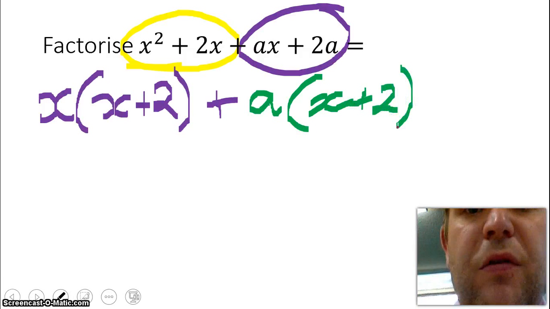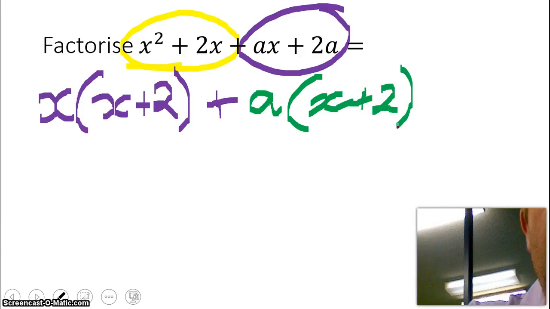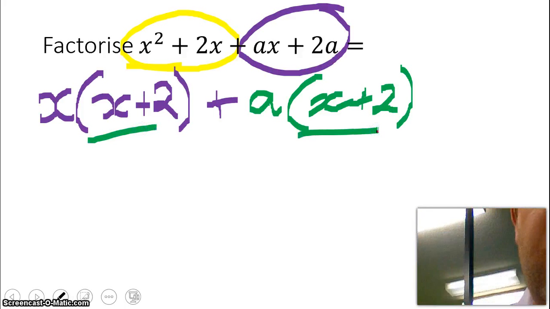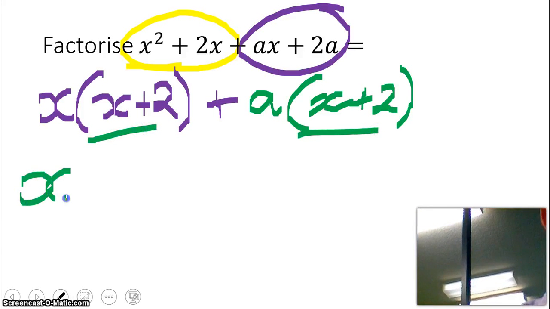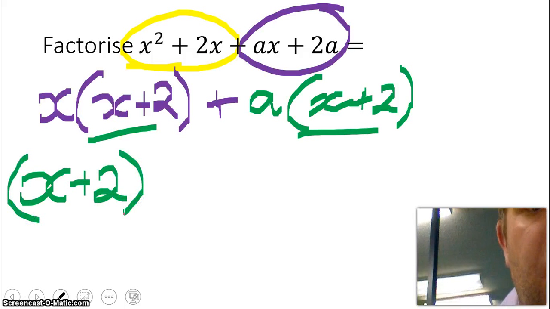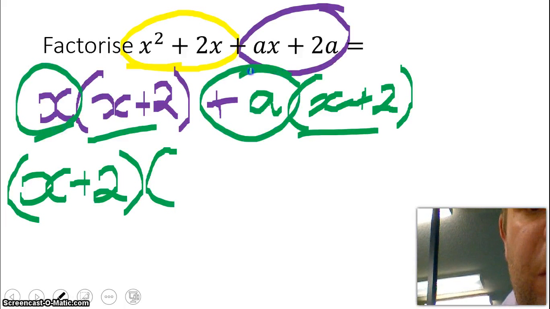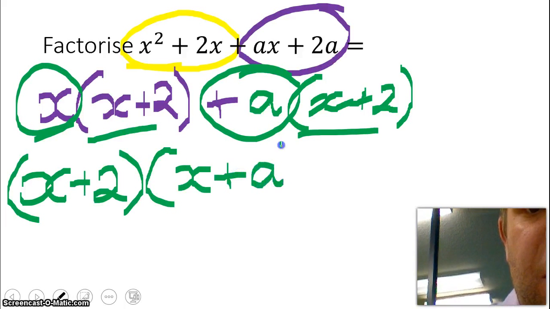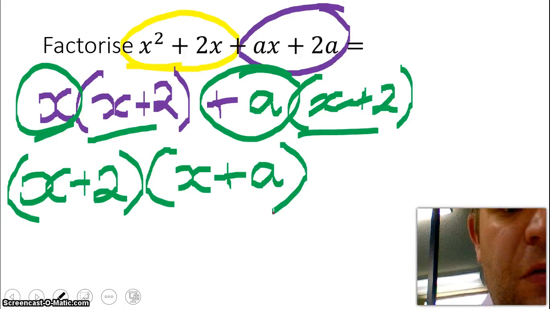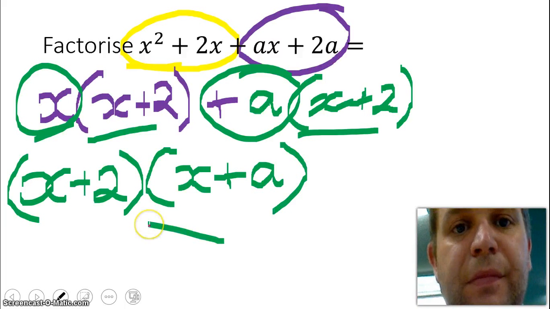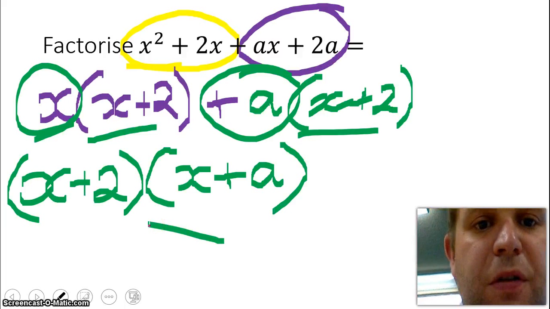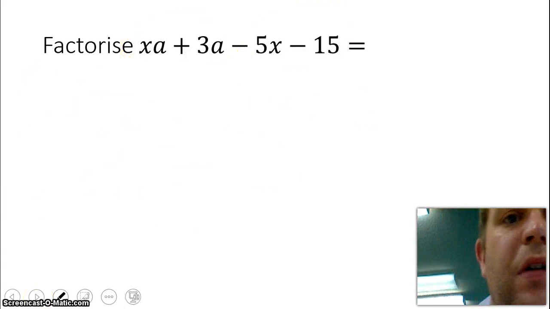Now when we said that it was factorising by grouping, we've got a common factor, a binomial common factor. So we take that binomial and put it out the front. And like I said, street sweeper method, we've got this part left, we've got this part left. Let's just pop them together. x plus a, and there's our factorised answer.